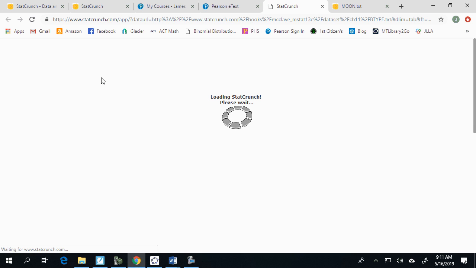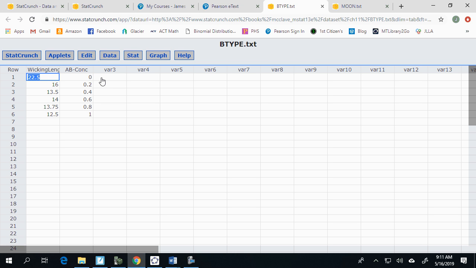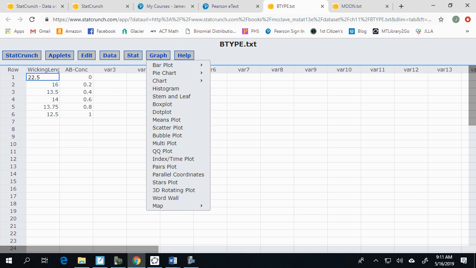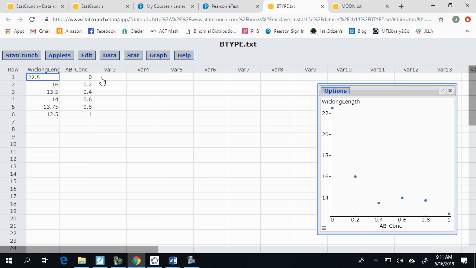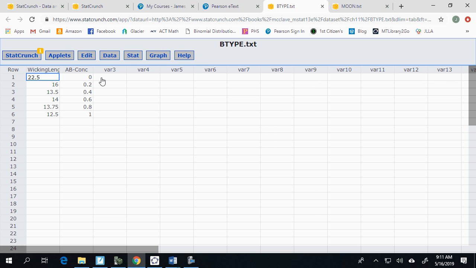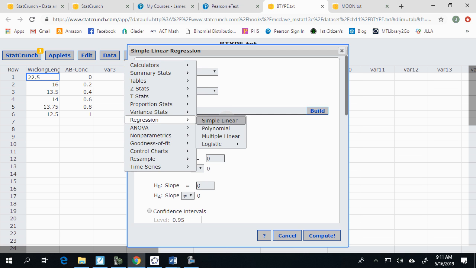Here's my StatCrunch data. So look at a scatter plot. My X variable is concentration. Y variable is wicking length. Sketchy. I got issues with this one. First of all, if you include this data value, it looks like it curves. You could think of this as an outlier, because if you throw this point out, you have a fairly decent linear regression here. Okay? But beside the point. I would be reluctant to do this process.